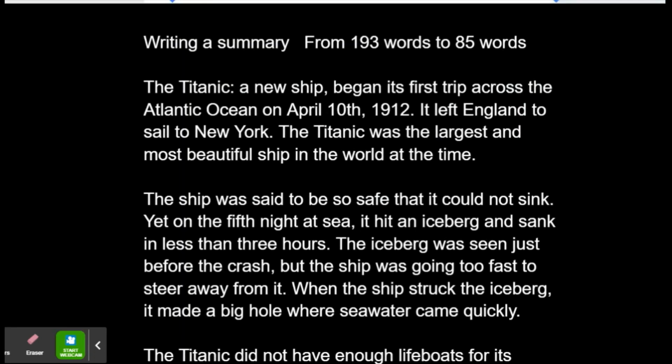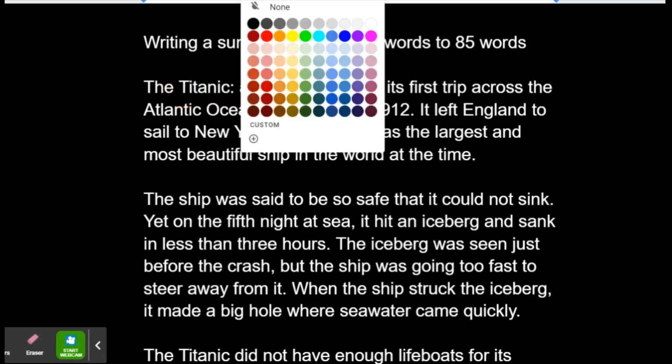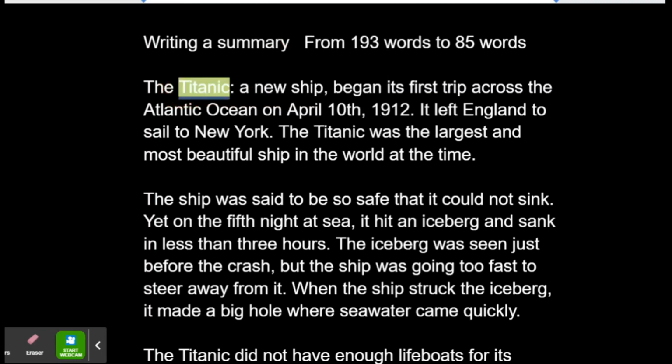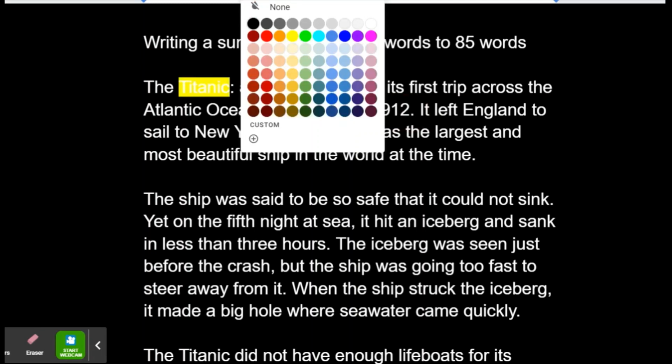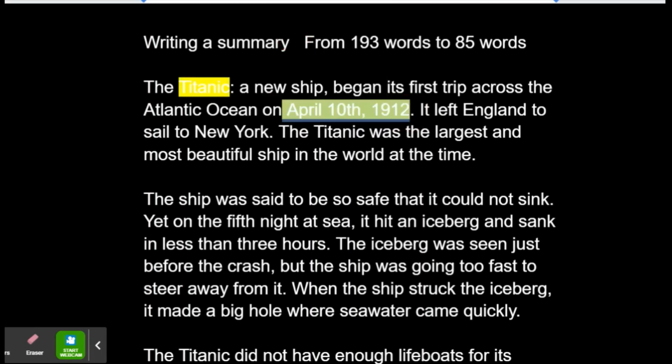So I would take a highlighter and I would highlight what are the important words that I need to remember. So I'm going to say Titanic and any date because that's important as it wouldn't be there. So April the 10th. For this text, I'm going to say it left England because where it originated is important.